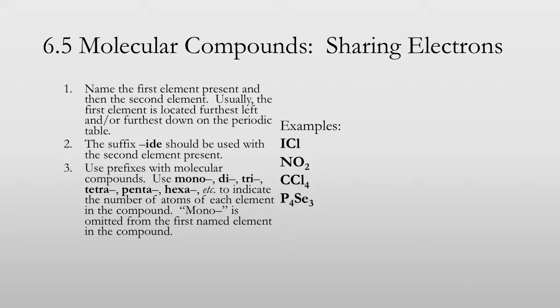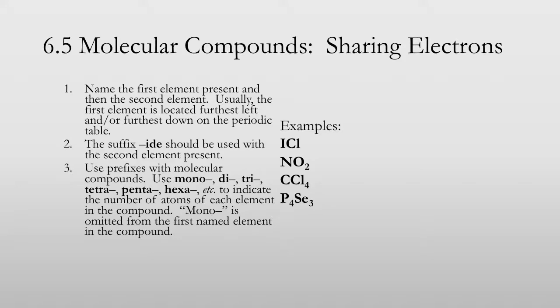All right, so rules for naming molecular compounds. First rule is name the first element present and then the second element. Usually the first element is located furthest to the left and or furthest down in the periodic table. The suffix "ide" should be used with the second element present.